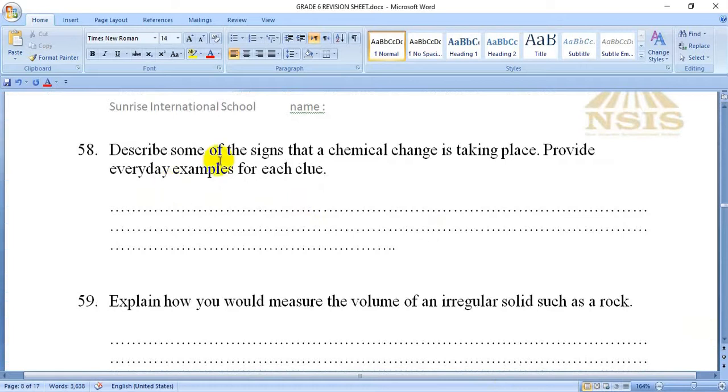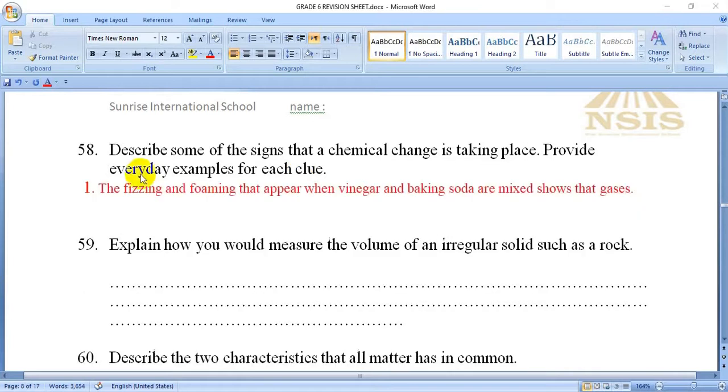Next, question 58. Describe some of the signs that a chemical change is taking place. Provide everyday examples for each. As you remember, we have 5 signs for chemical changes: production of gas, production of odor, change in color, formation of precipitate, and finally releasing heat. We need to write some of them down with an example for each from our daily life. Number 1, the fizzing and foaming that appear when vinegar and baking soda are mixed show gases, and this is a sign of chemical change.